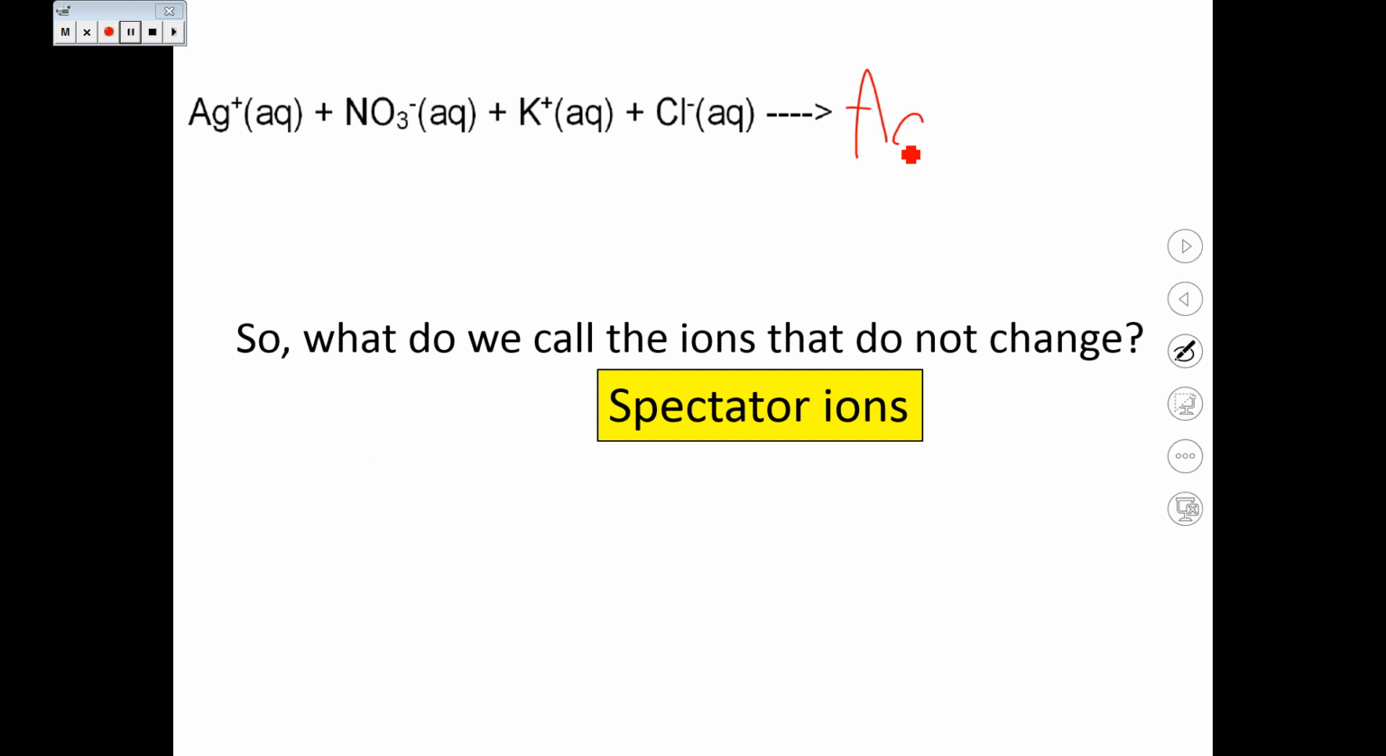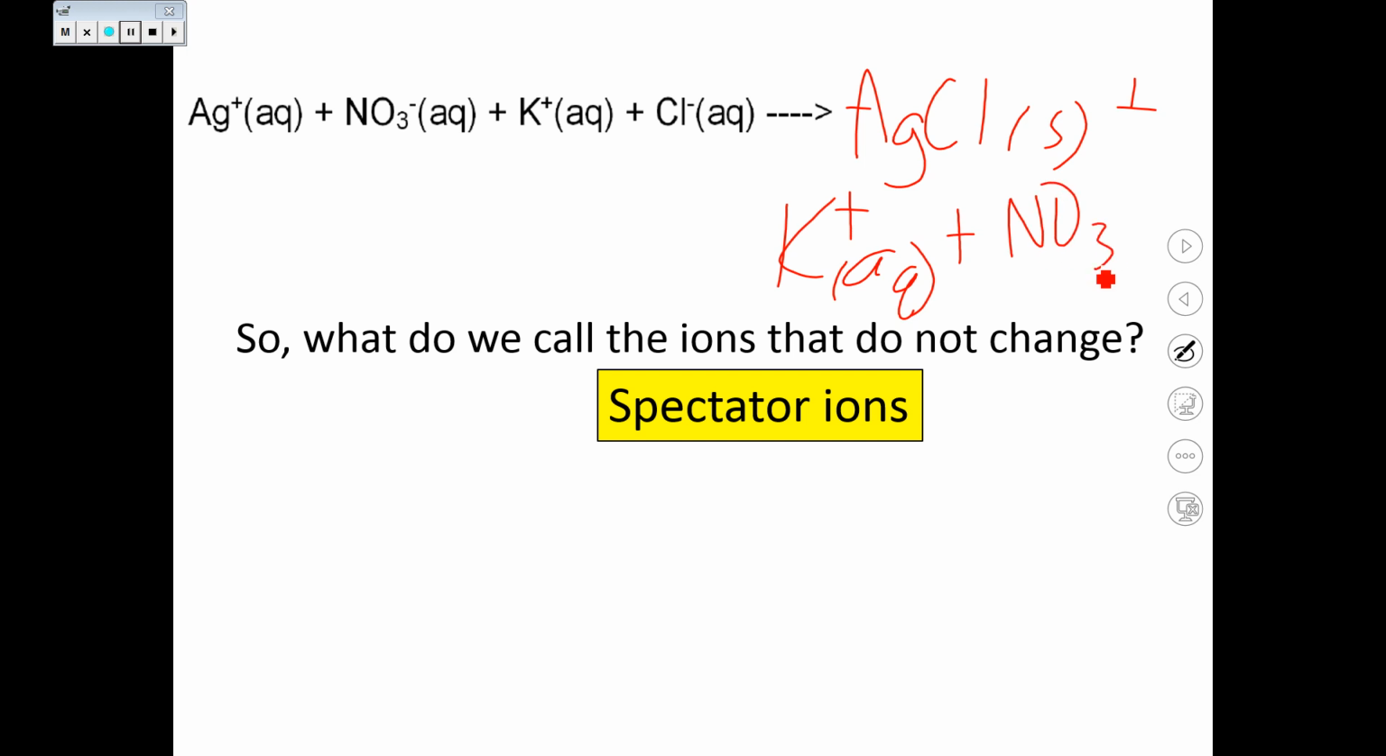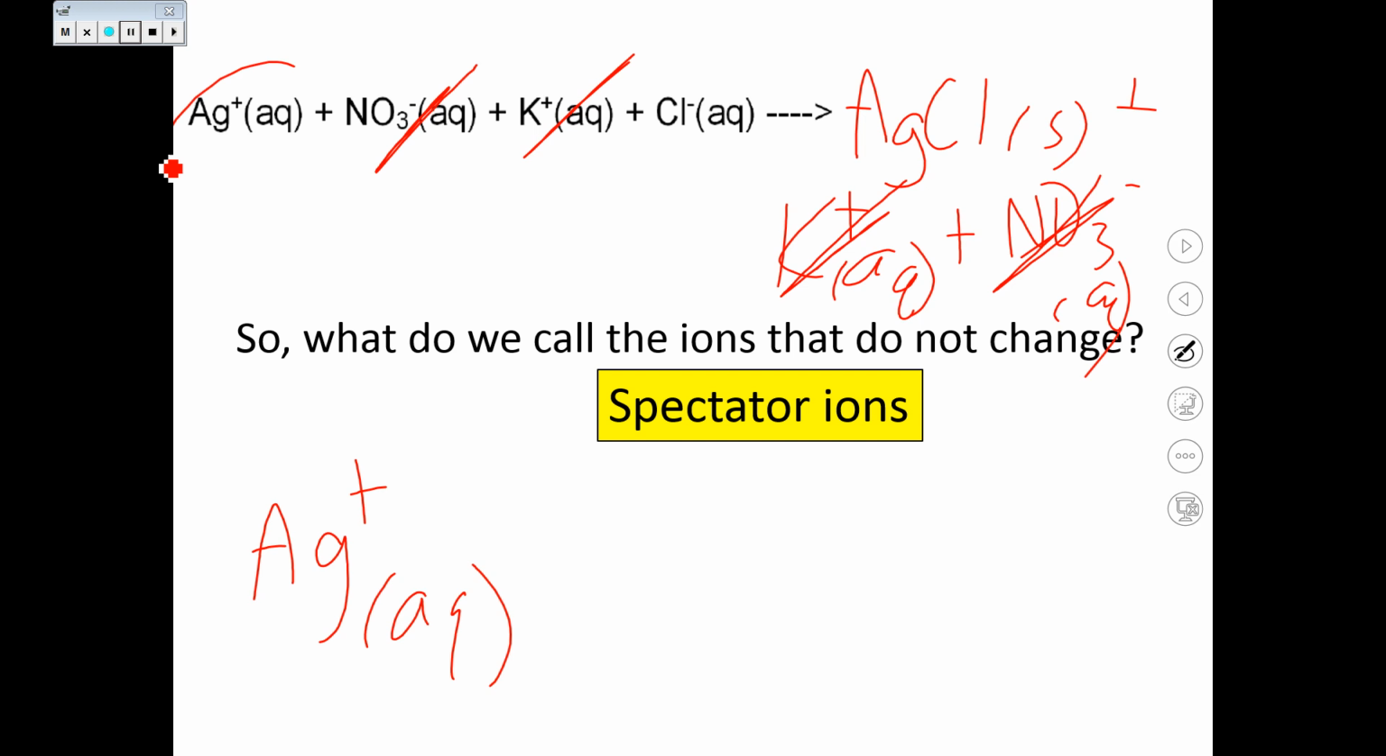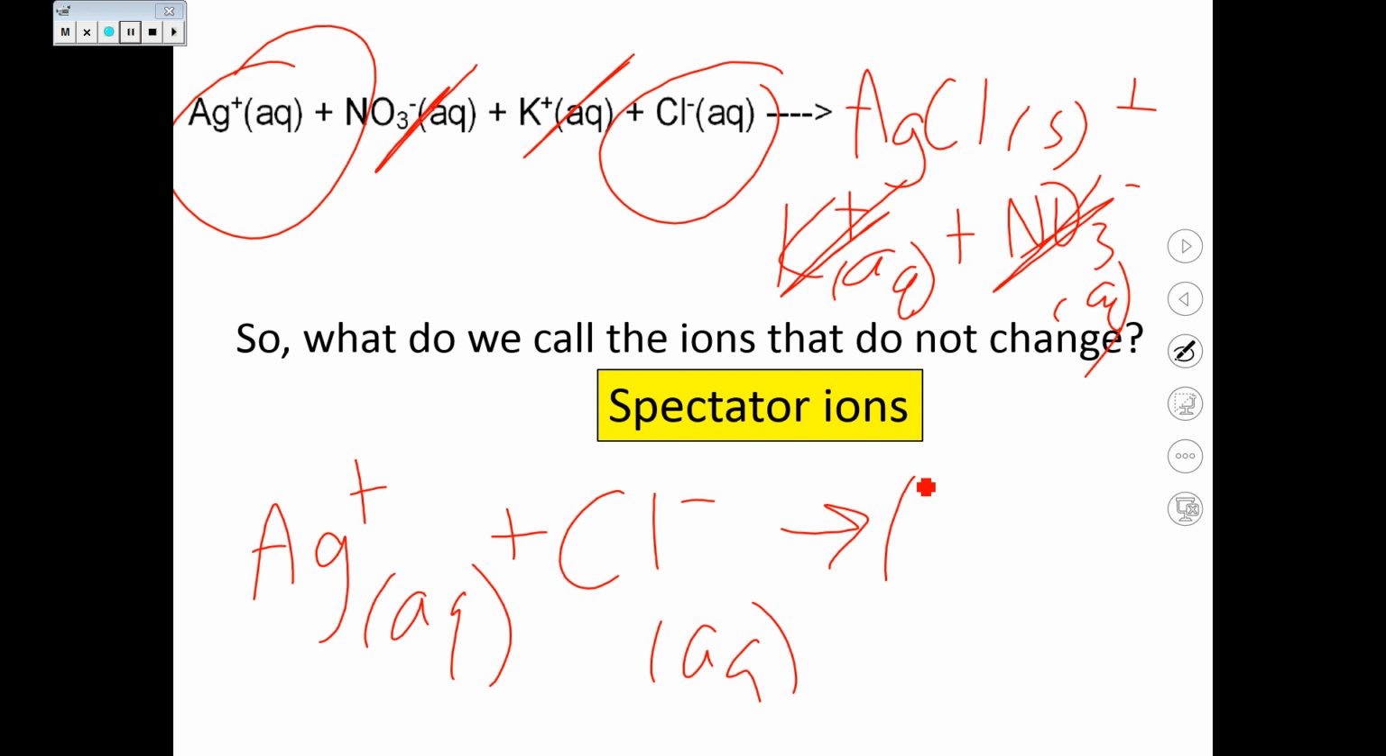I'm sorry. So this becomes AgCl solid, and then my ions that are left over that don't do anything are the K+ and the NO3-, not the Cl-. Sorry if I screwed that up. So you're going to cross out the K and the K, the NO3 and the NO3. So your final equation will be Ag+ (aq) plus your Cl- (aq), and that will make your precipitate AgCl. So you're basically writing the two ions that go into making your precipitate. The other ones are going to be considered to be your spectator ions.